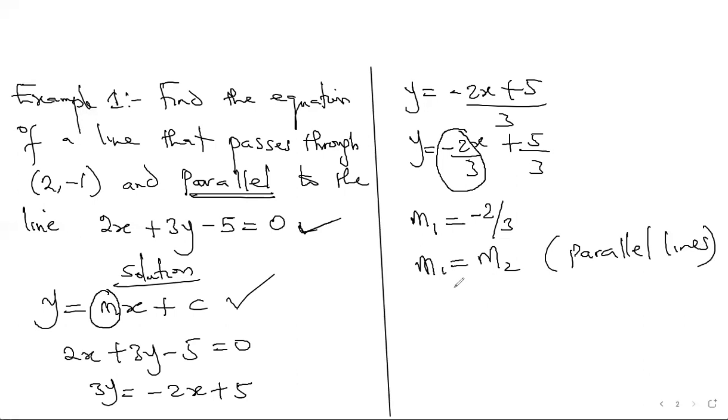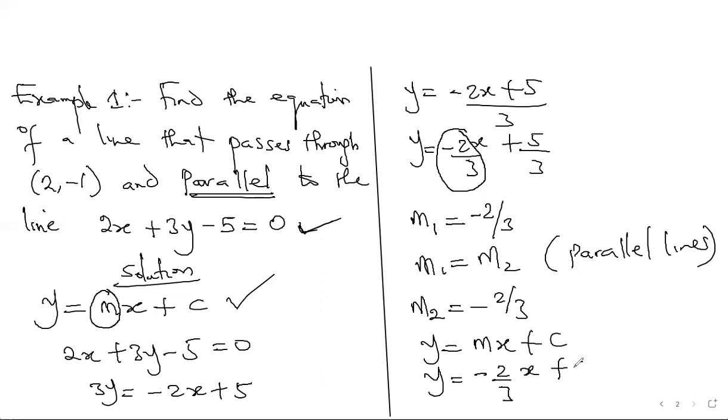So the line 2 that I want to write its equation will have a gradient of minus 2 over 3 as well. So now I know the gradient of that line, and I know a point the line passes through. I should be able to write the equation. So if I use the equation y equals mx plus c, I know that m for that line 2 is minus 2 over 3, so I can replace that here. So y will be minus 2 over 3 x plus c.